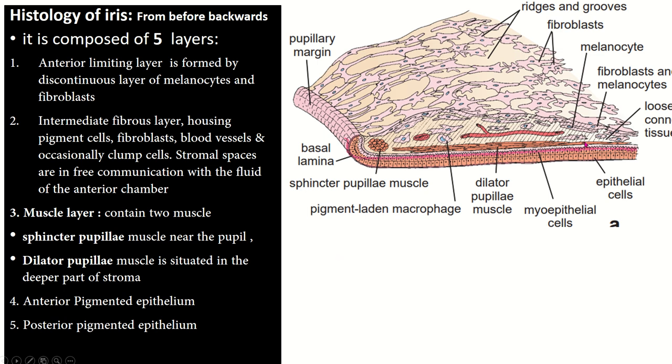Next, the muscle layer. This muscle is formed of smooth muscle cells. Near the pupil, this is the sphincter pupillae muscle, and deep to it, another muscle, the dilator pupillae, which extends from the pupillary margin to the root of the iris.